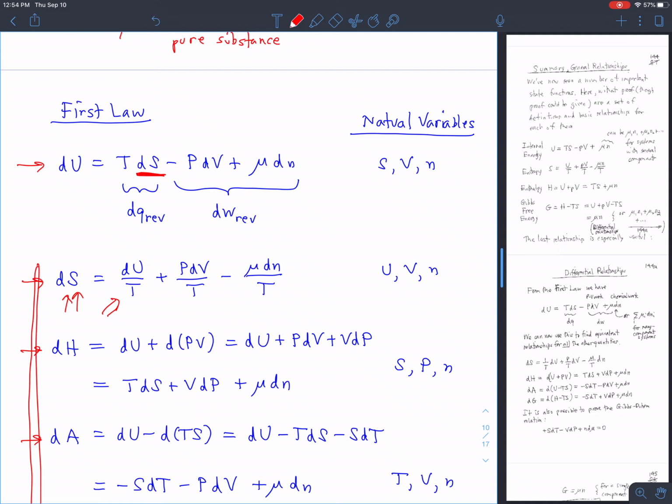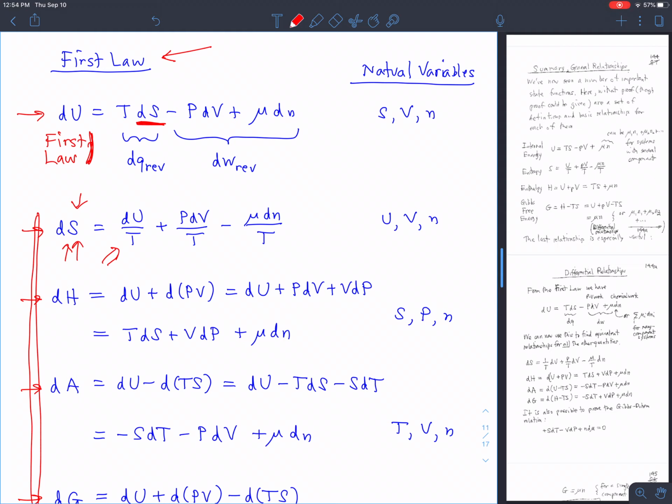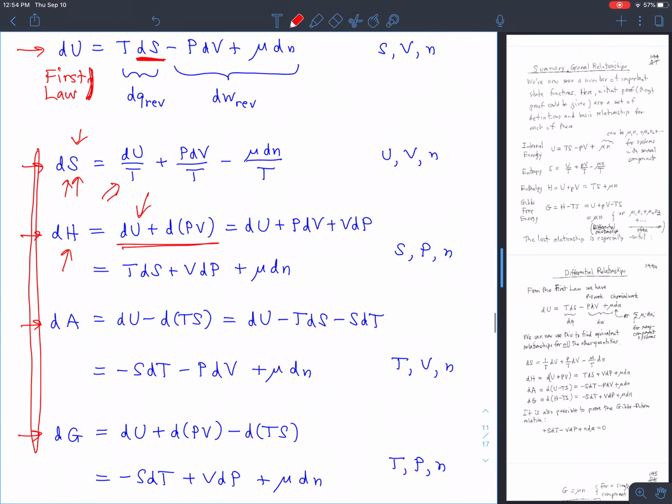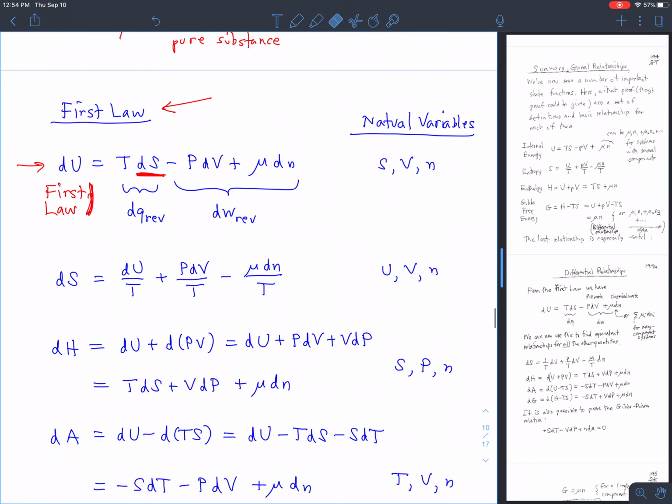There are several implications from these. I've called these versions of the first law. This really is the first law as we saw it originally. But now you can see that by rearranging this version of the first law, we can get this expression for entropy. And then by substituting in for dU in this definition for dH, we can also get a sort of first law-like differential expression for enthalpy, the same thing for Helmholtz free energy, and the same thing for Gibbs free energy. And those differential expressions have two important implications.